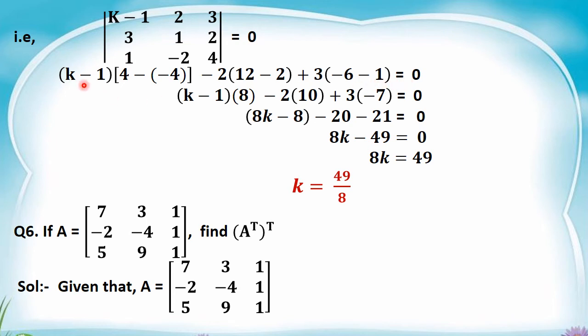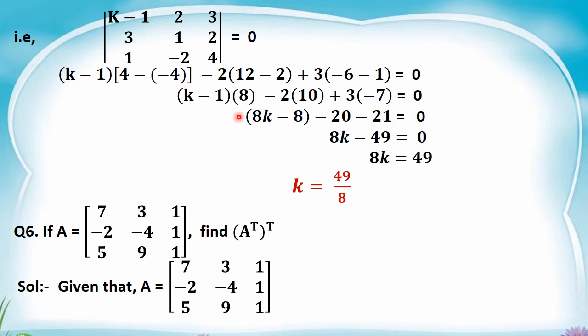Now, K minus 1 into, inside this bracket it will be 4 minus of minus, plus 8, minus 2 into 12 minus 2 is 10, plus 3 into minus 6 minus 1 is minus 7, is equal to 0. Now, K minus 1 into 8 will be 8K minus 8. That is, 8 is multiplied with both the terms inside this bracket. K into 8, 8K, minus 1 into 8, 8. Minus 2 into 10, minus 20, plus 3 into minus 7 is minus 21, is equal to 0.